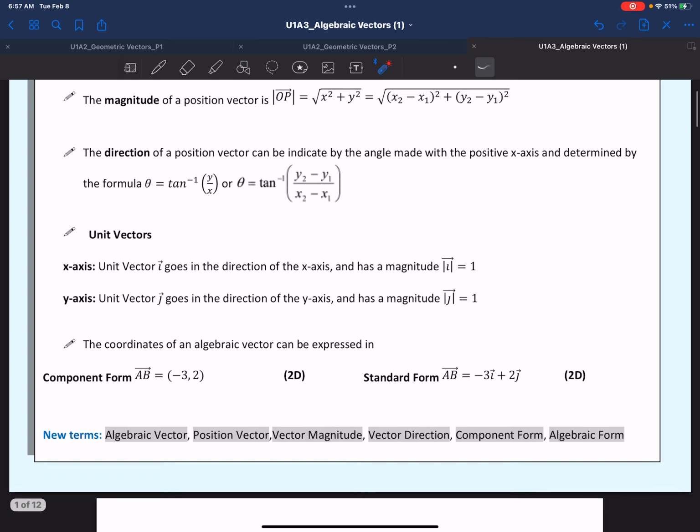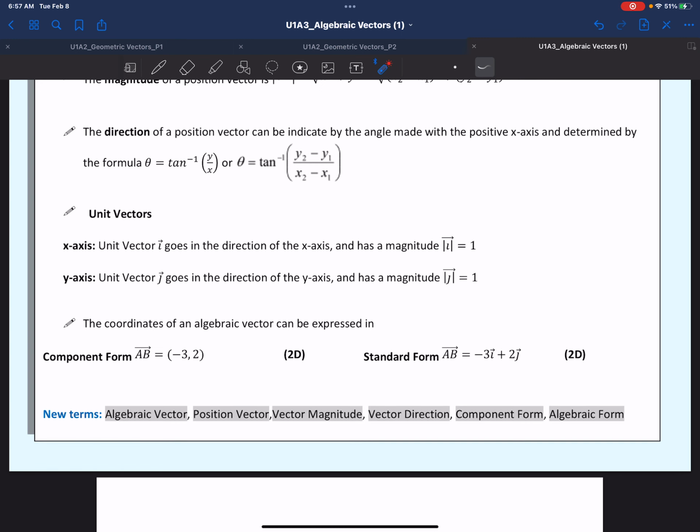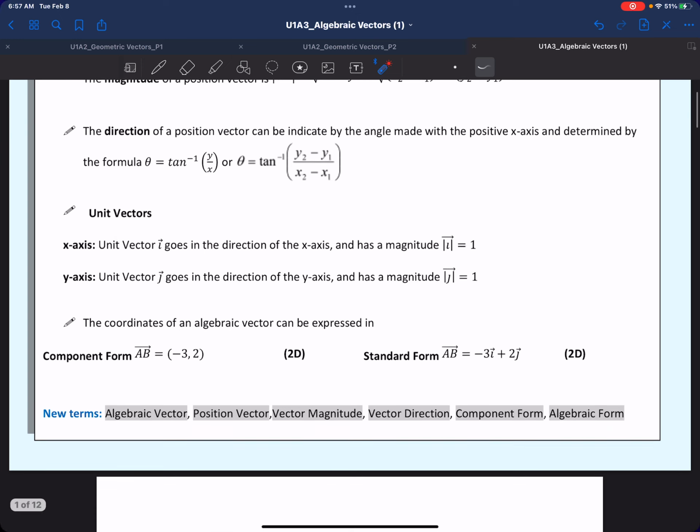Another very important concept that we need to use very often when communicating with algebraic vectors or position vectors is the unit vector. So a unit vector is a vector that has a magnitude of 1 unit, and it follows the direction of the axis. So we have a unit vector for x and a unit vector for the y-axis. Now, the unit vector for the x-axis is called unit vector i, indicated by the letter i. And that is all the time, it's not a choice. And the unit vector for the y-axis is called j. Their magnitudes are exactly 1.